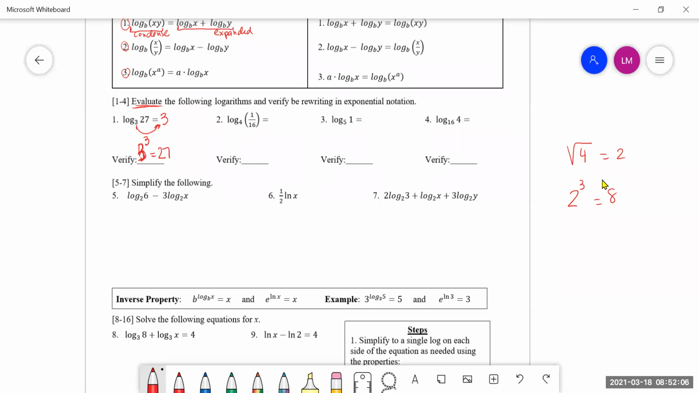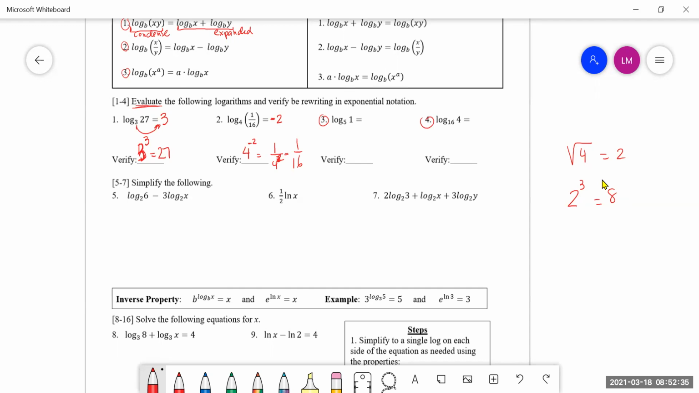4 to what power will give us 1 over 16? In other words, log base 4 of 1/16. Well, it has to be a negative exponent, so this will be -2. Let me verify it. 4 to the -2 power is 1 over 4 to the +2 power, which is 1 over 16. It's a +2. So I'll let you keep on refreshing your mind with the verifying.